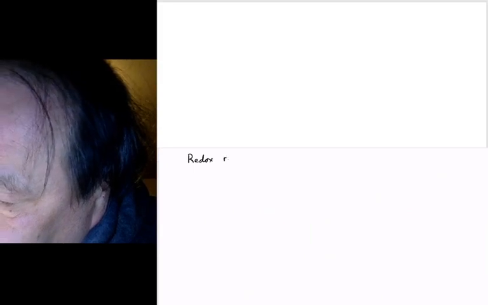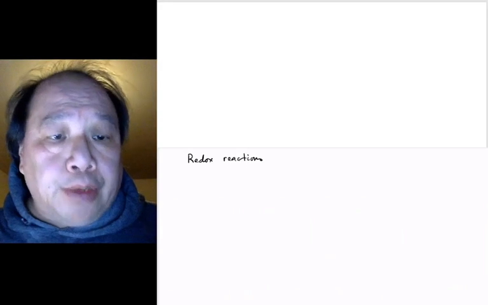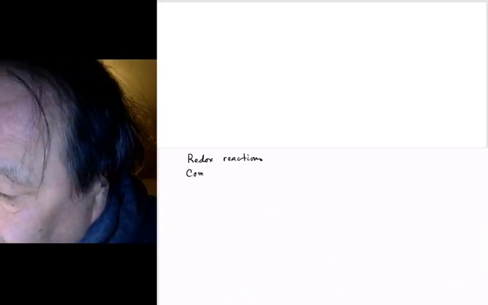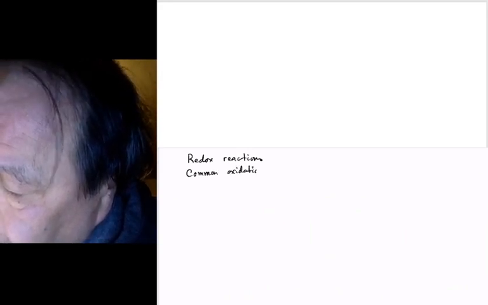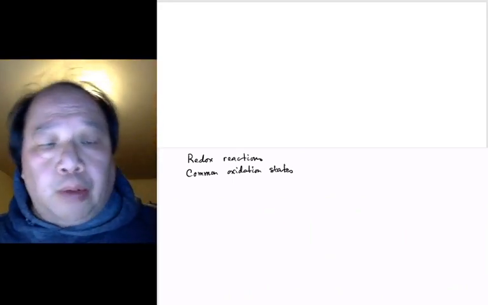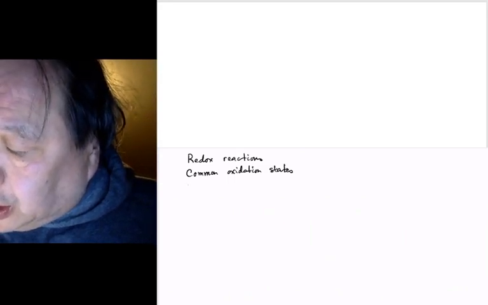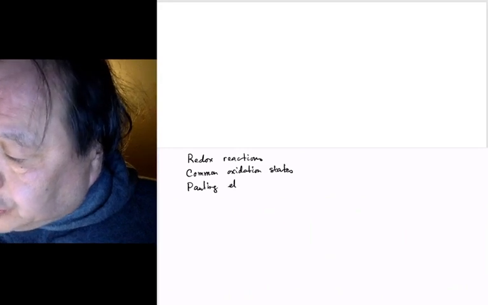We will be studying redox reactions, and to learn about redox reactions, we're going to want to firm up our knowledge of common oxidation states, and what will help us to figure out common oxidation states will be an overview of Pauling electronegativities.